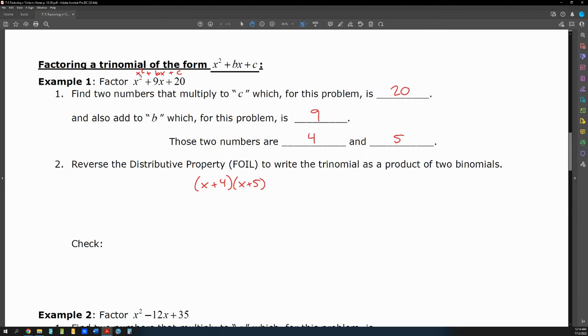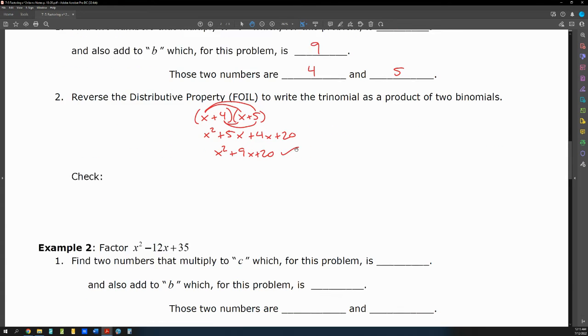And then let's use the distributive property to just check our work here. So x times x is x squared, x times 5 is 5x, 4 times x is 4x, and 4 times 5 is 20. And then combining like terms, we get x squared plus 9x plus 20, which is good. That's what we were hoping to get. That's our original problem. Okay, so notice that to factor quadratic trinomials, we find the factors of the third term, c, the constant term, that add up to b, that middle term.